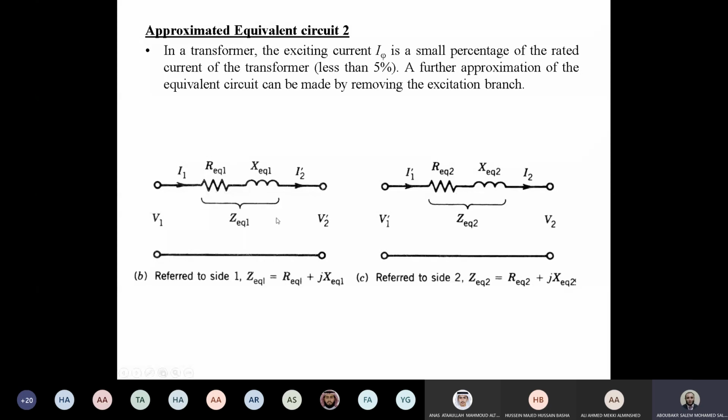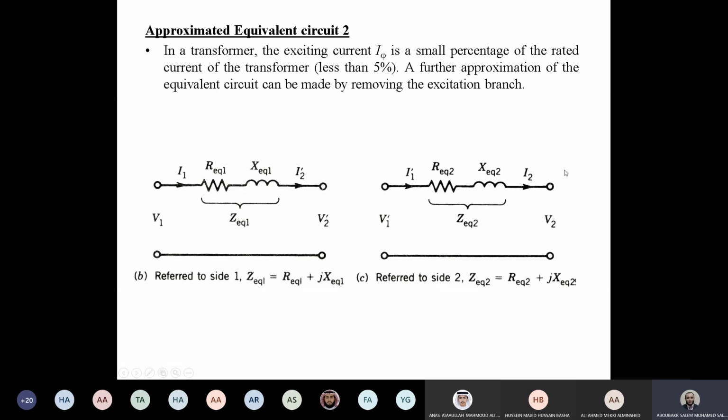As we discussed, the magnetization current is around 5% of the rated current. So we can neglect the magnetization branch, and the circuit in this case will be only one equivalent impedance, which is Z equivalent 1. The 1 here means referred to the primary side, where R equivalent 1 equals R1 plus R2 prime, and X equivalent 1 equals X1 plus X2 prime.